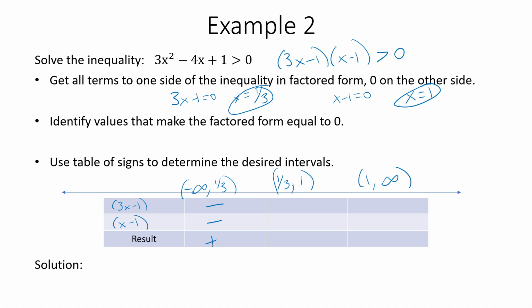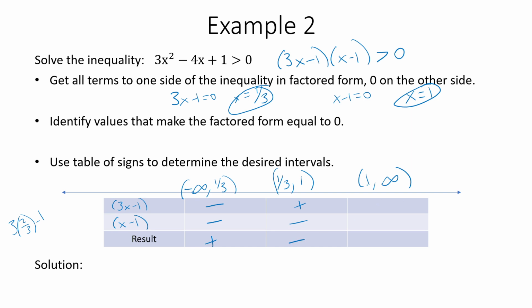Let's look between 1/3 and 1. This one might be a little tougher. Maybe we look at 2/3. So if we looked at 2/3 and plugged 2/3 in for x, even if you wanted to write it out to the side, if I plug this in for x, 3 and 3 cancel out. I get 2 minus 1 is a positive number. If I plug 2/3 in here, 2/3 minus 1 gives me a negative number. Okay? Positive times a negative gives me a negative.